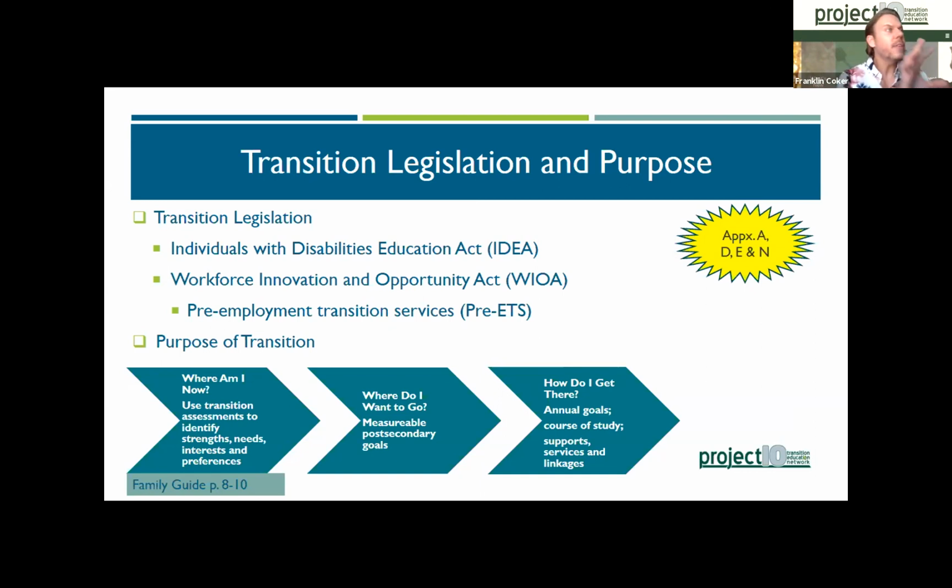What we've done on this slideshow is provide you with a direct connection between what tool matches what content as we present. So if you see a yellow starburst that says appendix and has letters, just know that it coordinates with a tool in the very back of the guide, or the second half of the guide, if you will, that family guide. The first major heading is transition legislation and purpose.